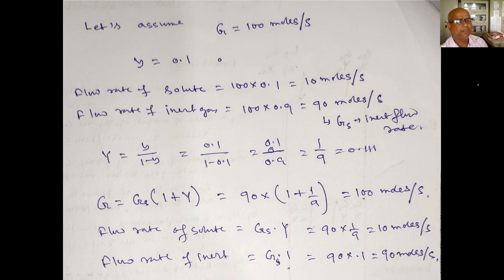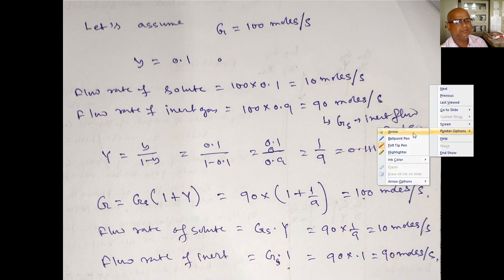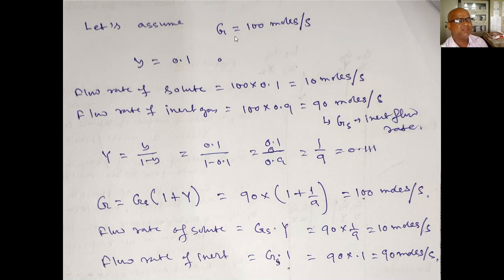So let's assume my gas flow rate G is 100 moles per second, and the mole fraction of solute, small y, is 0.1. So the flow rate of solute will be 100 into 0.1, that is 10 moles per second, and the flow rate of inert gas will be the remaining, 100 into 0.9, so 90 moles per second. So this is the inert flow.